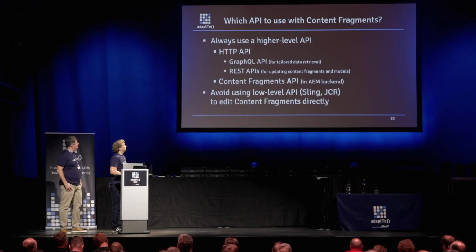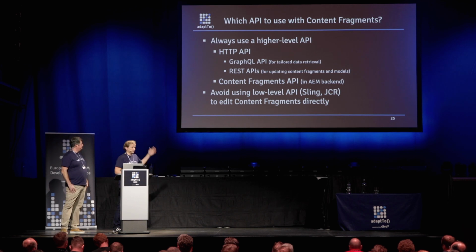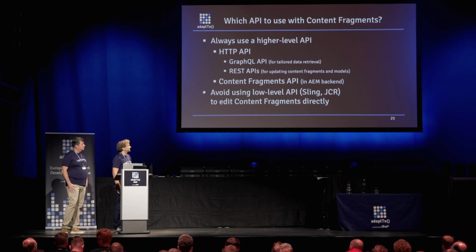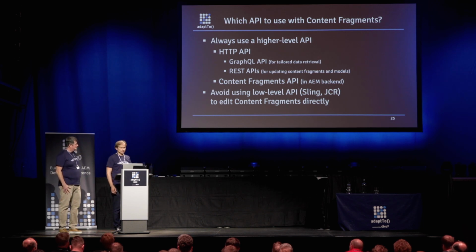So there is an HTTP API. We talked a lot about GraphQL, but there's also the REST API for manipulating content fragments that Dewey showed earlier. Make sure that you use those. You also have a content fragments API in AEM. It's also referenced on how to use this, so you can also use it in the backend. Don't use Sling and JCR to manipulate content fragments, because then you might get something wrong.